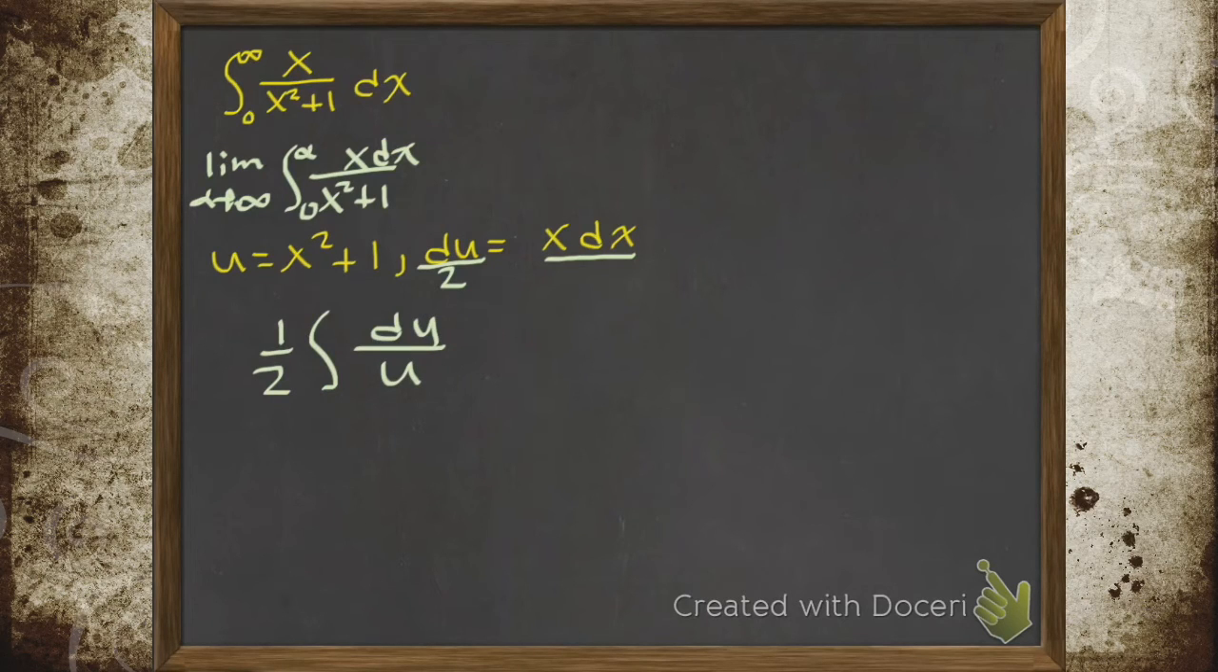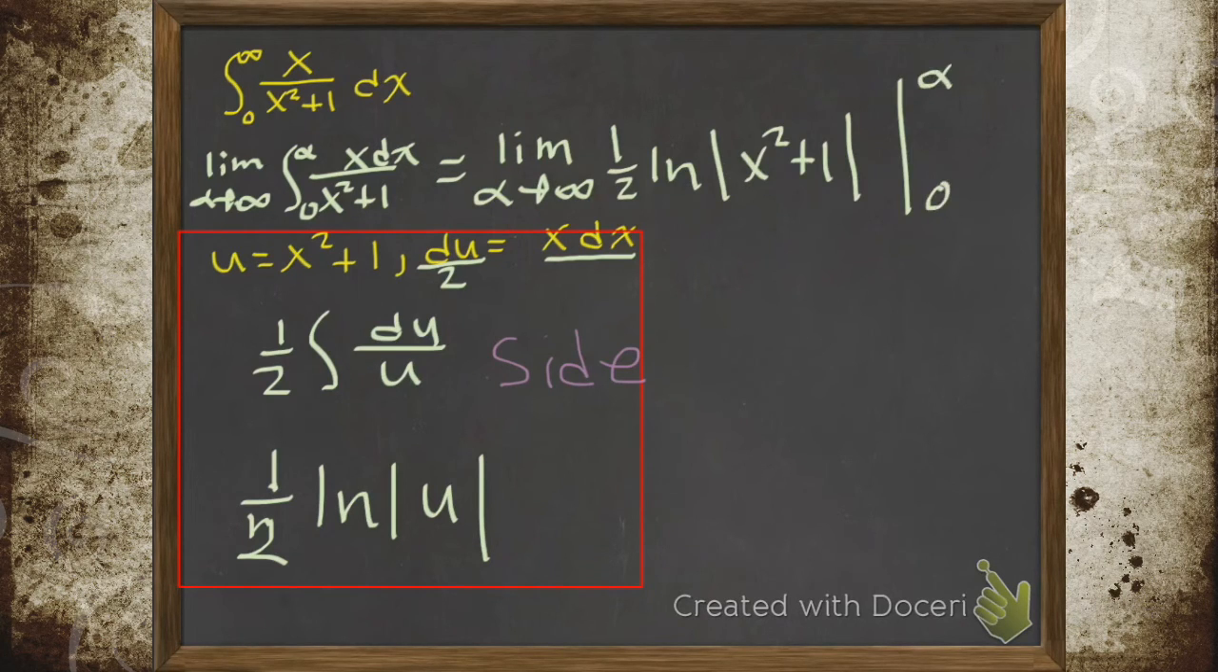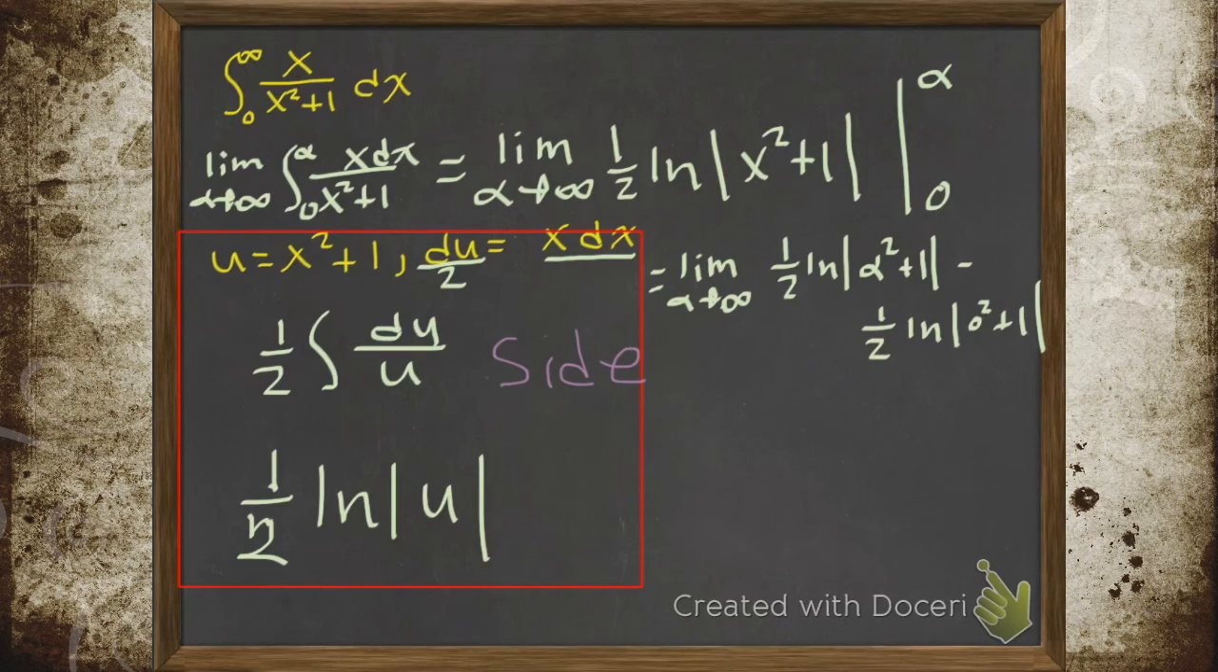So we put that 1/2 du over u. Naturally, we get the natural log of the absolute value. All of that was on the side. Because now we're going to substitute our u back into our improper integral. So that's the limit as fish goes to infinity of 1/2 the natural log of the absolute value of x squared plus 1, evaluated from 0 to fish. So we do the fundamental theorem of calculus, upper minus lower. Now I ran out of room and that's why it's written like that.